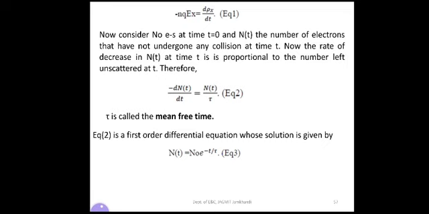As collisions are very random, the electrons may collide with each other randomly, and the collision does not depend on the elapsed time since the prior collision. So equation number 2 is a first order differential equation whose solution is given by n of t is equal to n naught into e to the power minus t by tau. Name it as equation number 3.